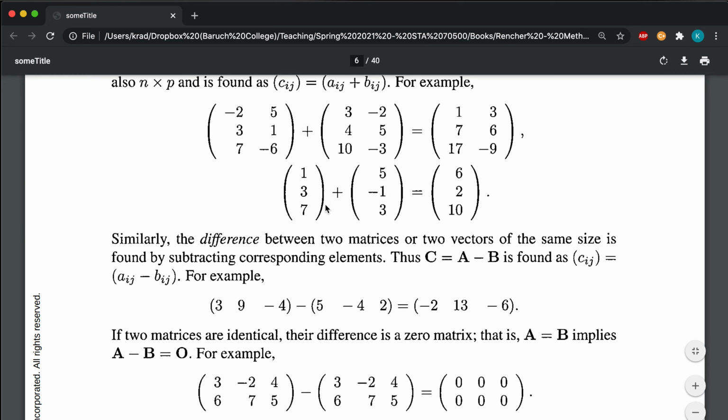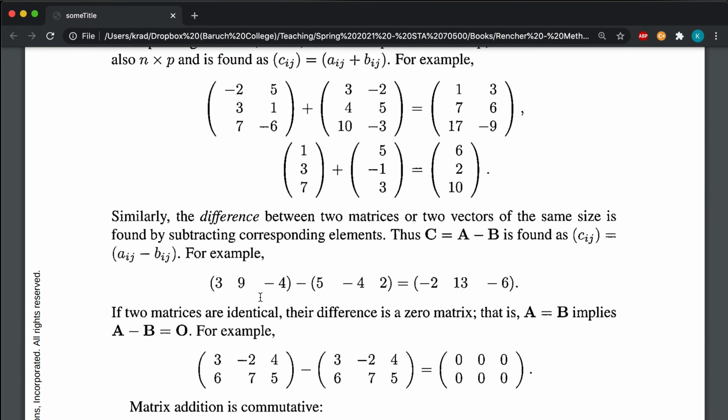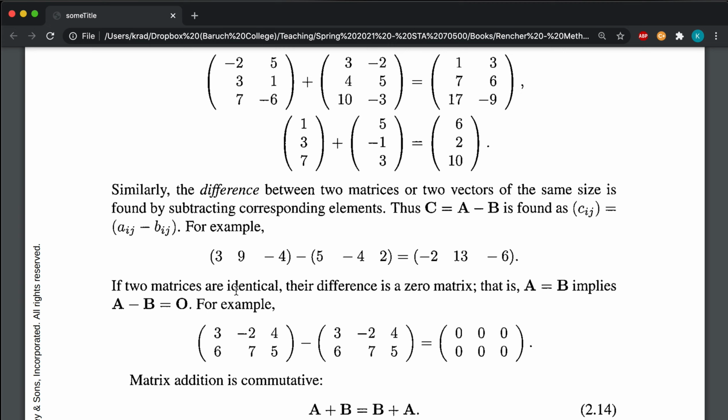You can also do the same thing with vectors, which you can think of as matrices with a single column. So you have one column here and one column here, and then you add the elements element-wise. You can do the same thing with rows and subtract. So 3 minus 5 is -2, 9 minus 4 gives you 13, and so on. If two matrices are identical, their difference is a zero matrix. So these two are identical, and if you subtract them, you get the zero matrix.